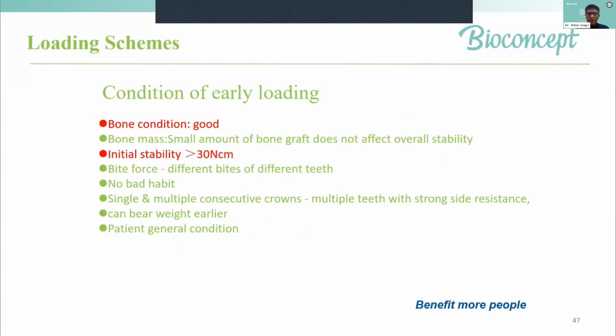Conditions of early loading, I guess we all can now sum it up very easily: the bone condition predominantly should be good, absence of infection, and initial stability should be more than 30 Newton centimeters. You should also ensure that the patient does not have any parafunctional habit, no bad habits such as smoking or alcoholism, is a controlled medical patient. Even if they have diabetes or any other ailments, all are under control.